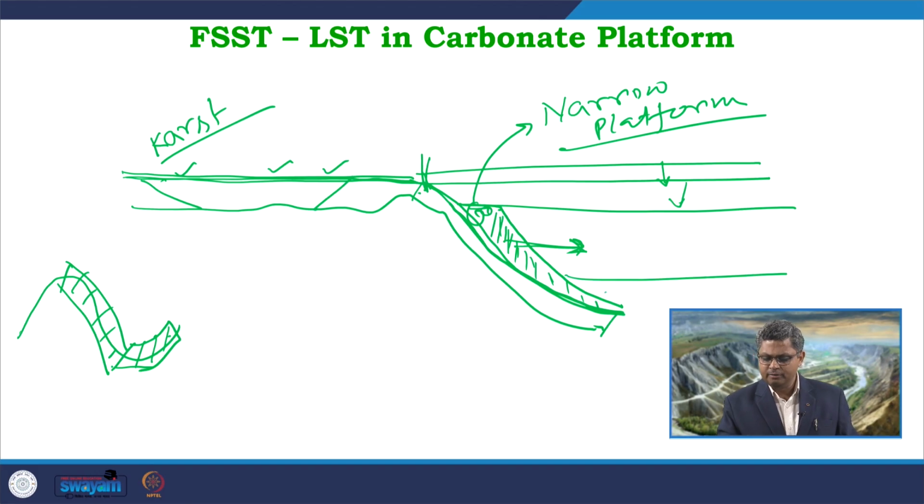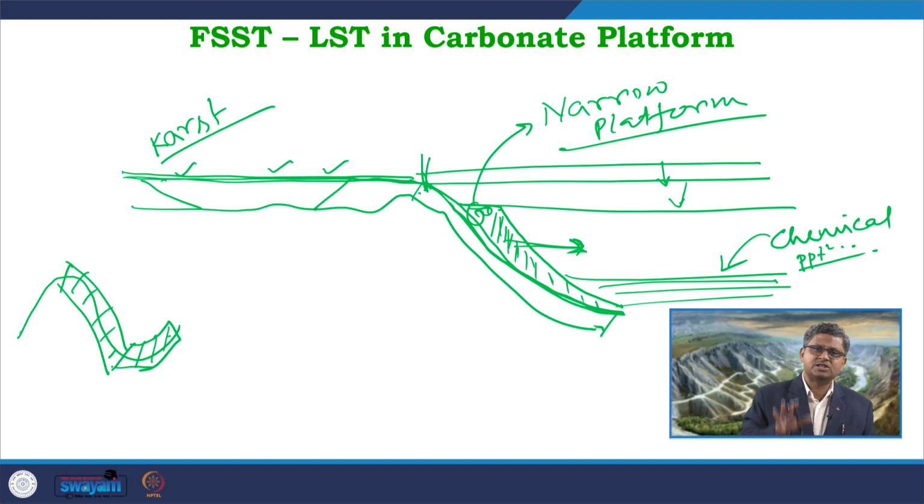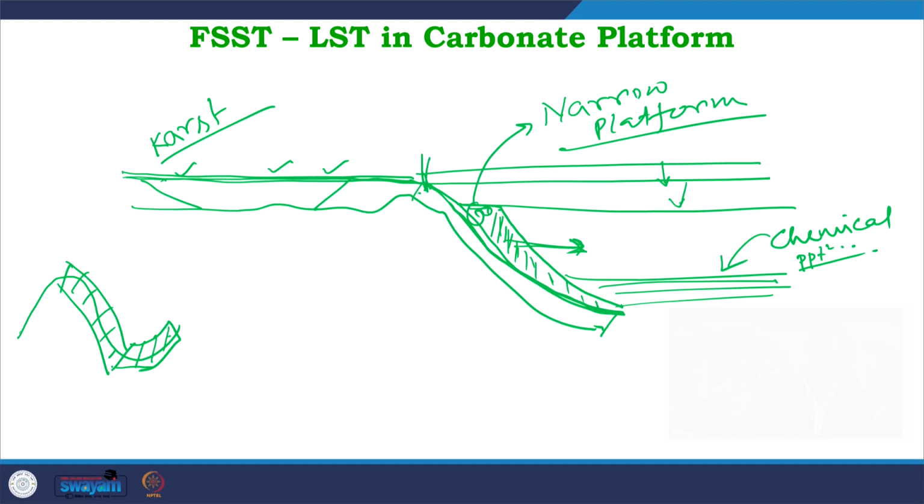We are getting some deposits going on in this portion, and the rest of the portion, the deep basinal area, is now actually not affected by any process, and there we can get some chemical precipitation other than carbonate. Some chemical precipitation can start over here, including maybe some salt, maybe some evaporites. All these materials can get deposited over here during this phase. So, this is the overall scenario during the FSST and the LST phase in carbonate platforms.